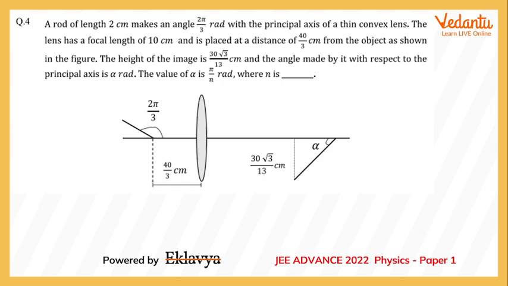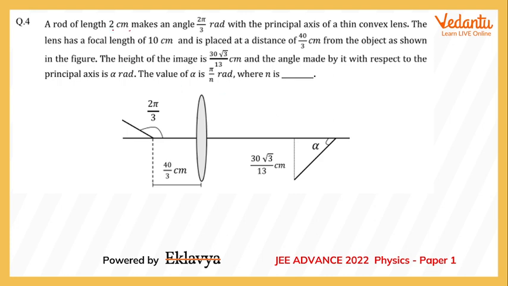Hi friends, we are now discussing question number 4 of paper 1 of physics of JEE Advanced 2022. This question gives us a situation in which there is a lens and an oblique object making an angle of 120 degrees with the optical axis of the lens. The image is shown to be making an angle of alpha and we need to find this alpha. So this is a pretty straightforward question.